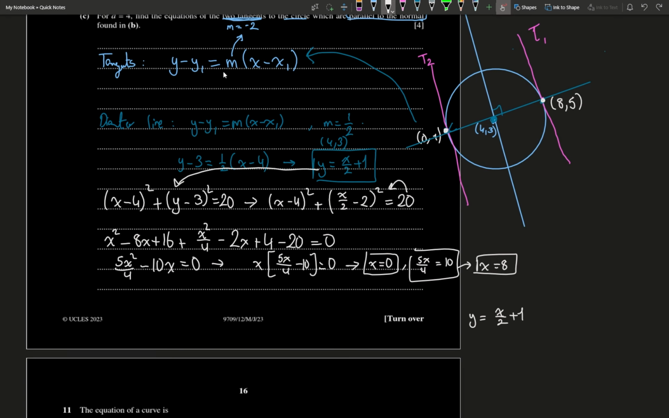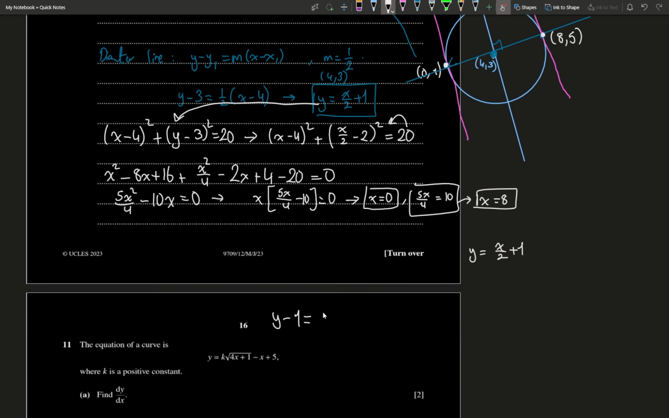Let's write y minus y1, where y1 is 1. Now we substitute: y minus 1 multiplied by the gradient, which was negative 2, times x minus 0. We end up with the equation of t1: y is equal to negative 2x plus 1. This is our first equation.